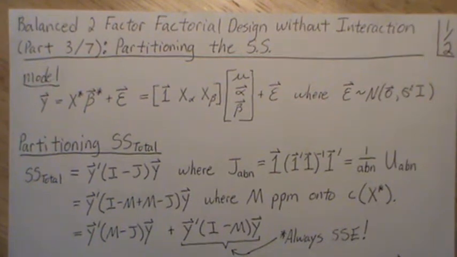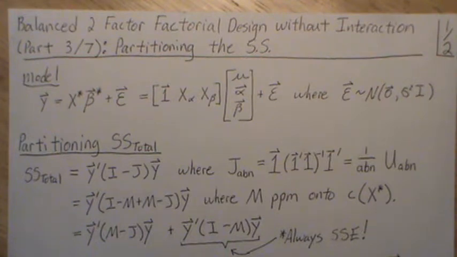Hello, this is the next video in a playlist that I'm calling General Linear Models Design of Experiments, and within this playlist I create little mini-series based upon the different types of experimental designs. This one we're doing a balanced two-factor factorial design without interaction. This is part 3 of a 7-part series, and we're looking at partitioning the sum of squares.